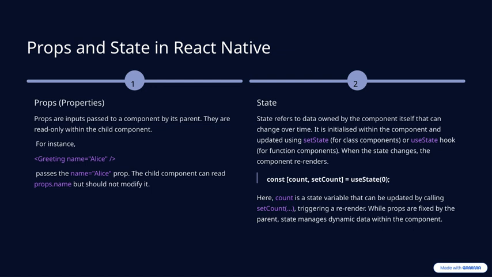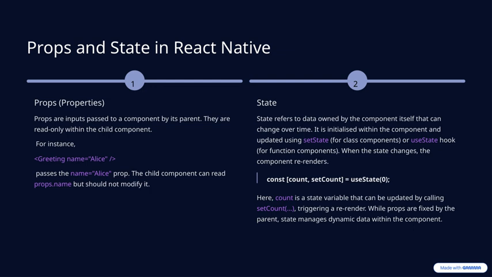When we initialize state inside a component, we can update it using functions like setState in class components or the useState hook in function components. For example, we might have a count state initialized at 0: const [count, setCount] = useState(0). When we call setCount with a new value, React automatically re-renders the component to reflect the updated state.